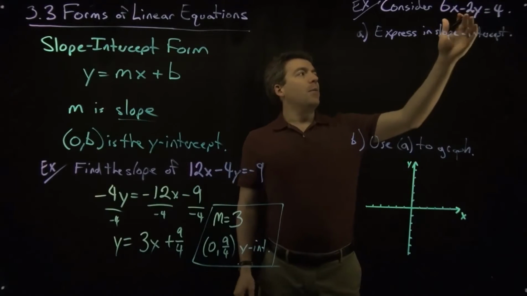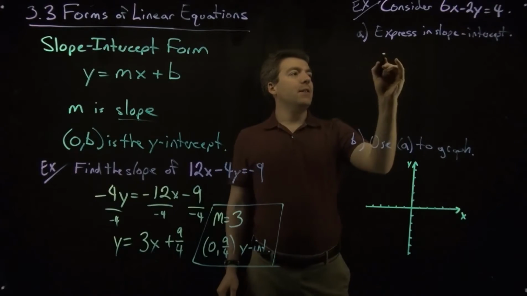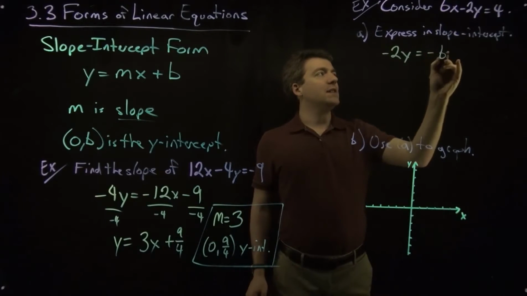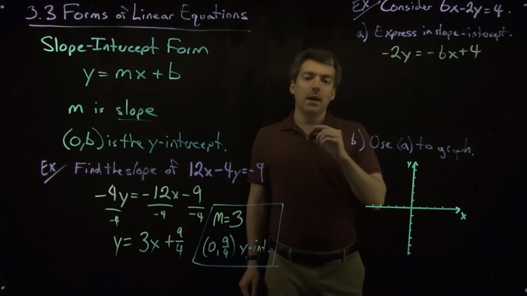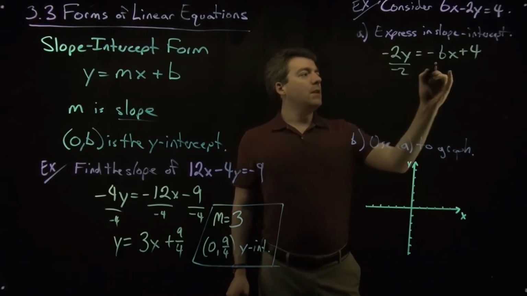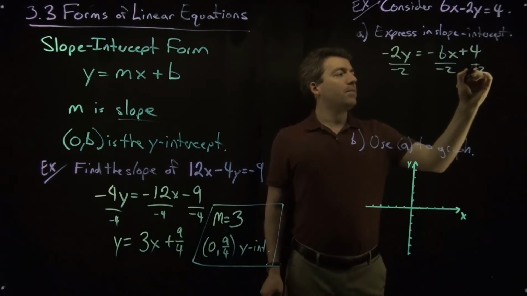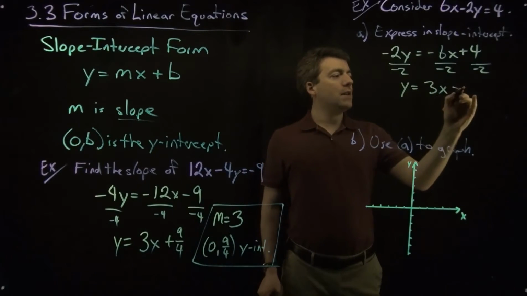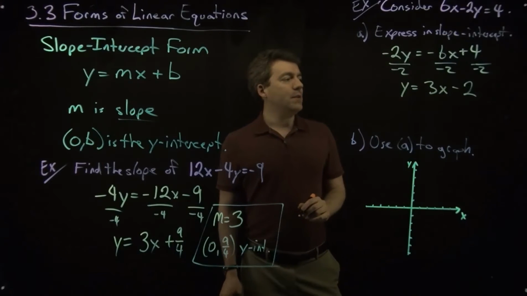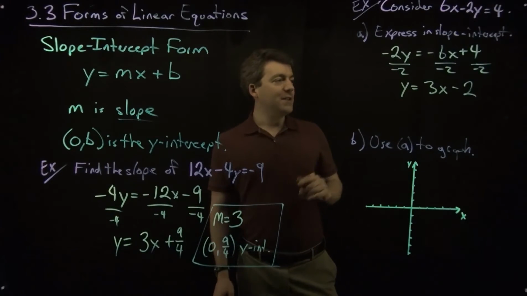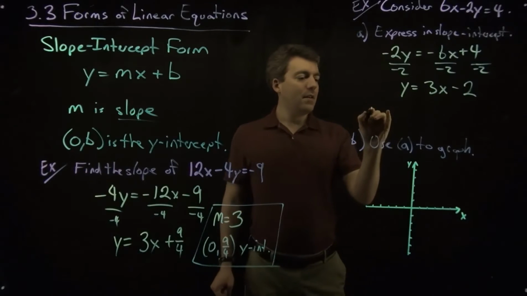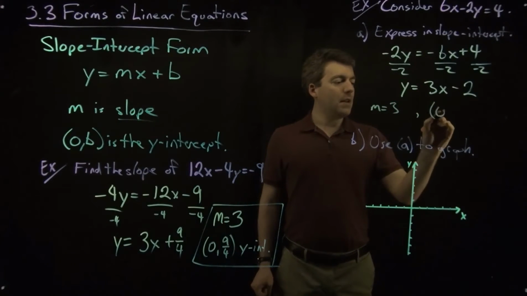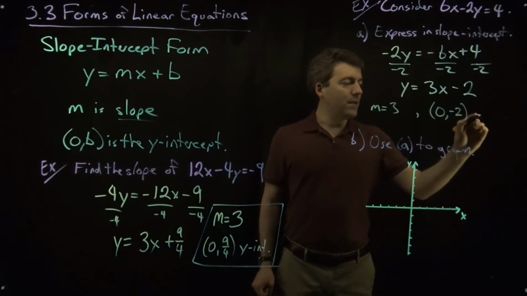So we've got negative 2y. We want that by itself. So with negative 2y, we'll subtract the 6x. So we have negative 6x plus 4. Then we need to divide by negative 2. We get y equals 3x minus 2. So the slope is 3, and the y-intercept is (0, negative 2).